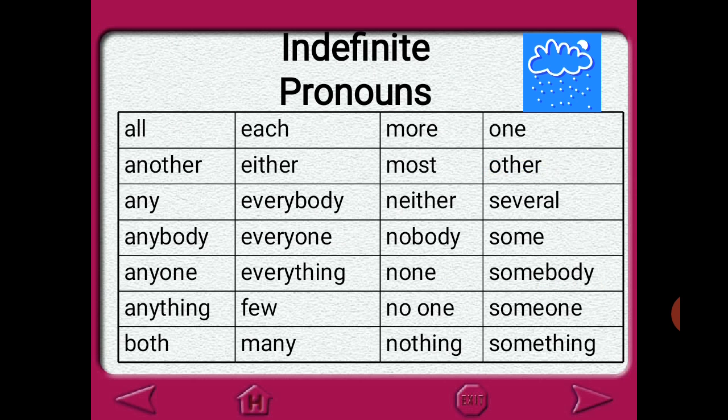A few examples of indefinite pronouns are: all, each, more, one, another, either, most, other, any, everybody, neither, several, anybody, everyone, nobody, some, anyone, everything, none, somebody, anything, few, no one, someone, both, many, nothing, and something. All of these are indefinite pronouns.